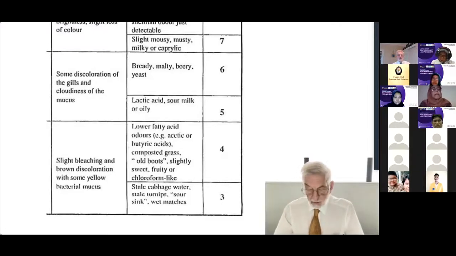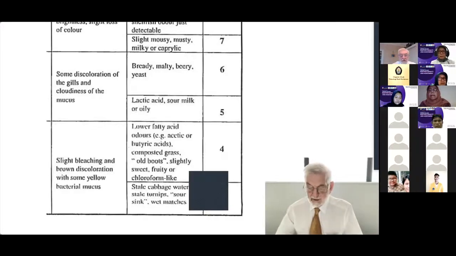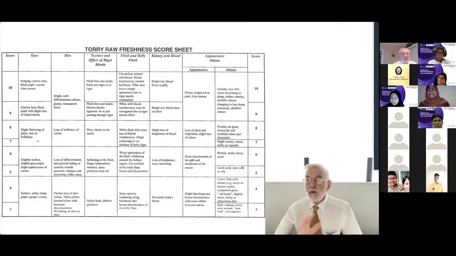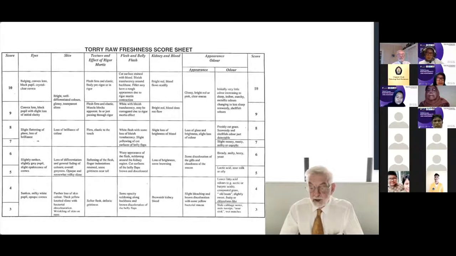When unacceptable, there'll be brown discoloration, yellow bacterial mucus in the gills, and you'll get fatty acid odours, acetic acid, butyric acids, and other descriptions like stale cabbage water. Those then are the unacceptable levels. What one does with this score sheet is you score each of these individually and put a ring round the score for eyes, skin, etc.